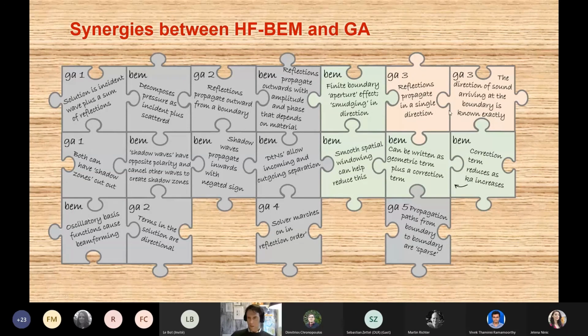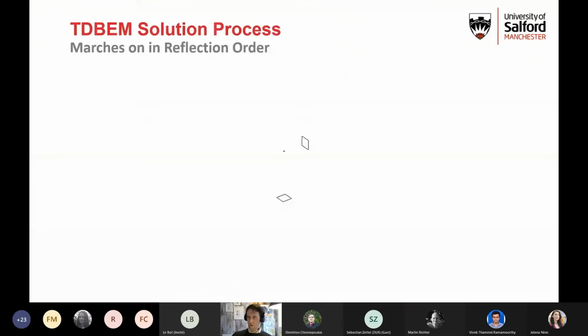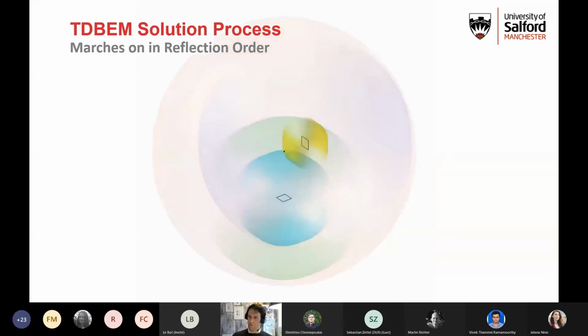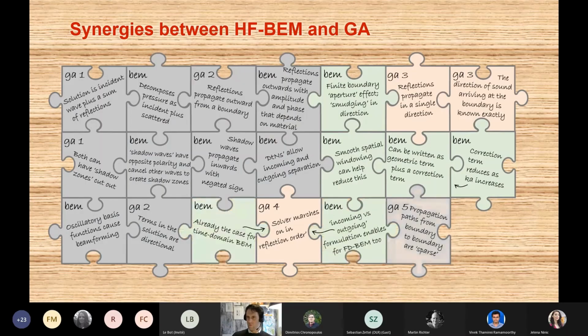Last two little things in the last minute or two. First is that the solver marches on in reflection order. Well, this actually already happens for time domain boundary element methods. If you launch a pressure pulse from a source to hit some elements, you'll find that it goes on in reflection order, and reflections of that wave will cause reflections, and then those other waves will cause re-reflections. And this formulation, where we use incoming and outgoing waves, will allow that for frequency domain BEM as well.